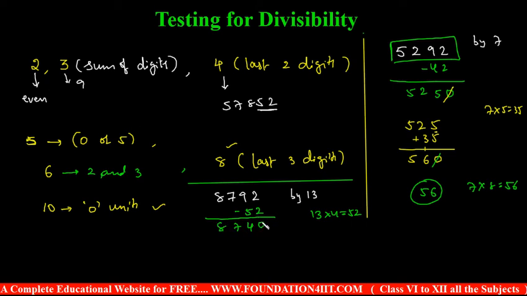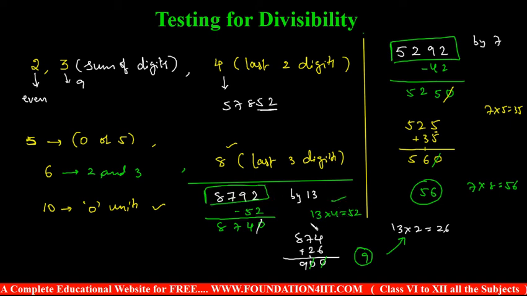Strike off the zero, and we have 874. The last digit is 4, and 4 plus 6 is 10, so we need 13 into 2, which is 26. Write 26 and add. Then this becomes 10, again 0, and 9. We got 900, so we can directly strike off these two zeros, leaving 9. Is 9 in the 13 table? No. So this number is not divisible by 13.